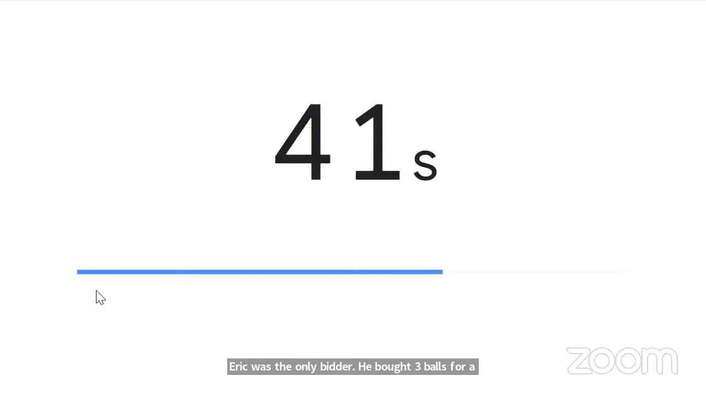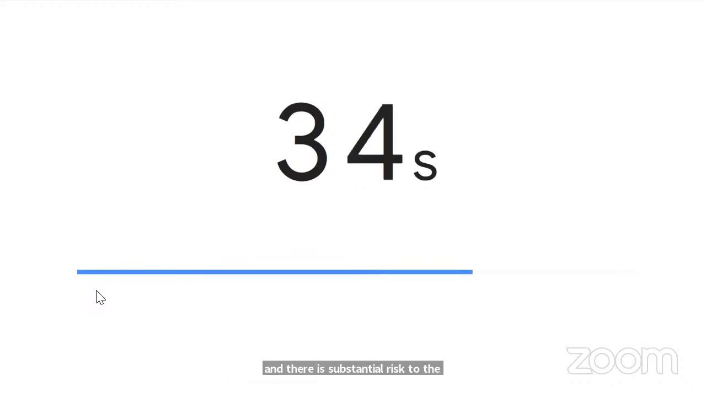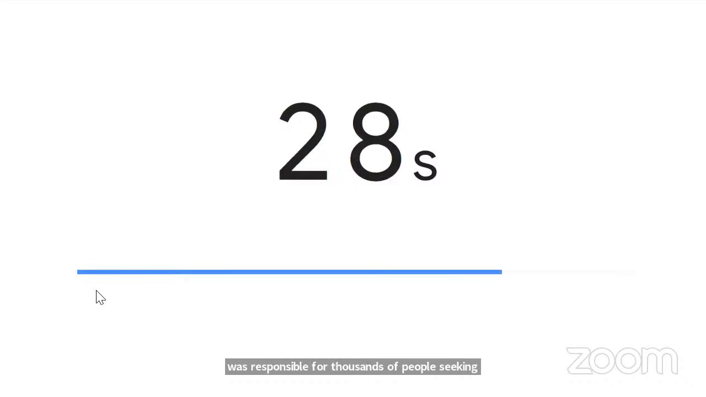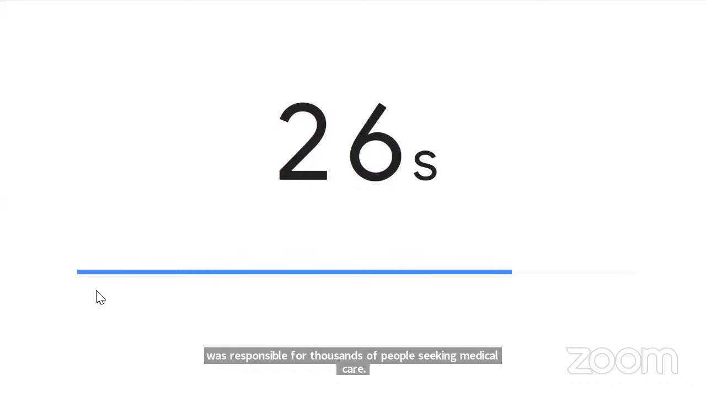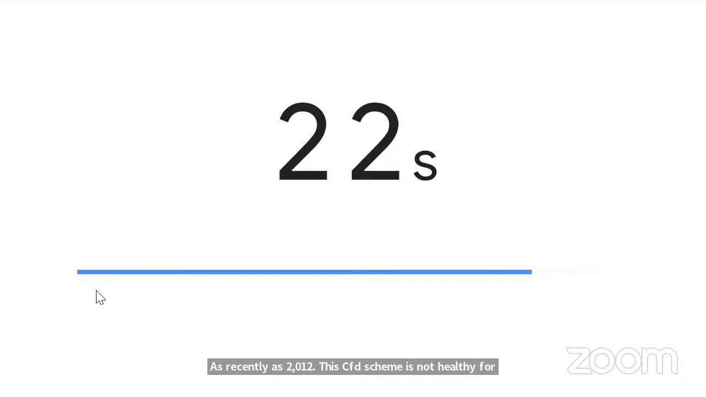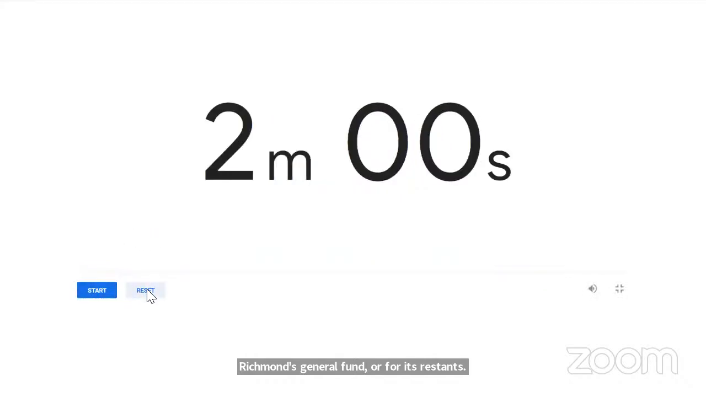The moral of this story is auctions are unpredictable, and there is substantial risk to the city's general fund if the lots being auctioned are next to a refinery that was responsible for thousands of people seeking medical care as recently as 2012. This CFD scheme is not healthy for Richmond's general fund or for its residents. Please vote no. Thank you.